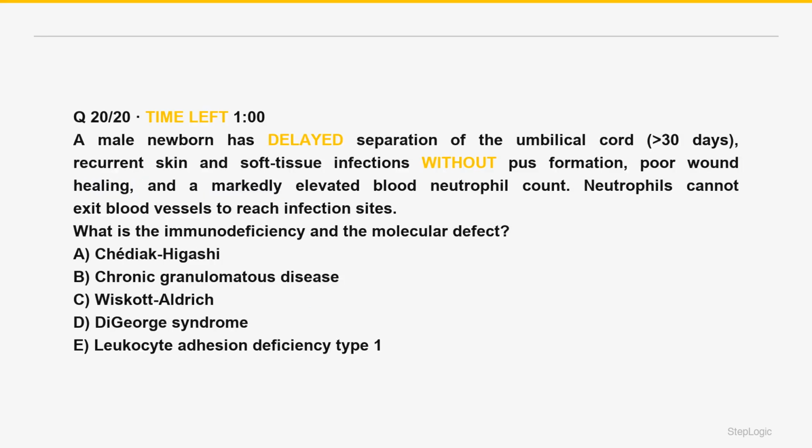What is the immunodeficiency and the molecular defect? A male newborn has delayed separation of the umbilical cord, 30 days, recurrent skin and soft tissue infections without pus formation, poor wound healing, and a markedly elevated blood neutrophil count. Neutrophils cannot exit blood vessels to reach infection sites. Read the command: immunodeficiency and molecular defect. Delayed cord separation, infections without pus, high neutrophils, can't extravasate: leukocyte adhesion deficiency type 1, CD18.